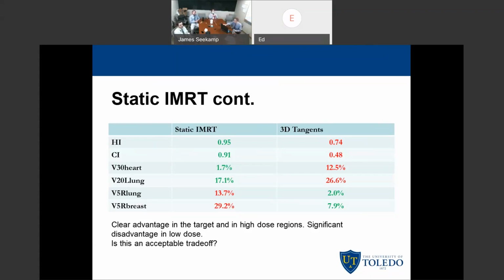When they looked at static IMRT, they noticed that the homogeneity index was much better. Conformity index was much better. The V30 of the heart and the V20 of the left lung were also both better. As a trade-off, though, the V5 of the right lung, so that low dose spillage, is significantly worse for the right breast and right lung. So this is kind of the intuitive result of you're going to get much better target conformality and probably a little more even dose distribution, but you're going to get much more low dose elsewhere.